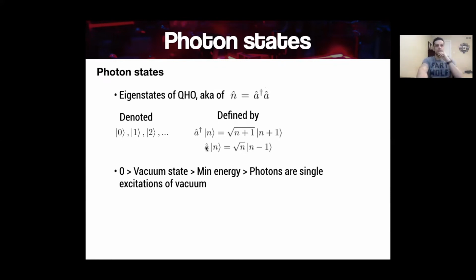But anyways, if you have A acting on 1, it takes you down to 0. If it acts on 0, it takes you to no state at all. There isn't a -1 state. It's the minimum energy state. And if you try to annihilate that, you get the 0 vector mathematically, which is different from the 0 ket. Again, if that's unclear, let me know, and I'm happy to chat about it.